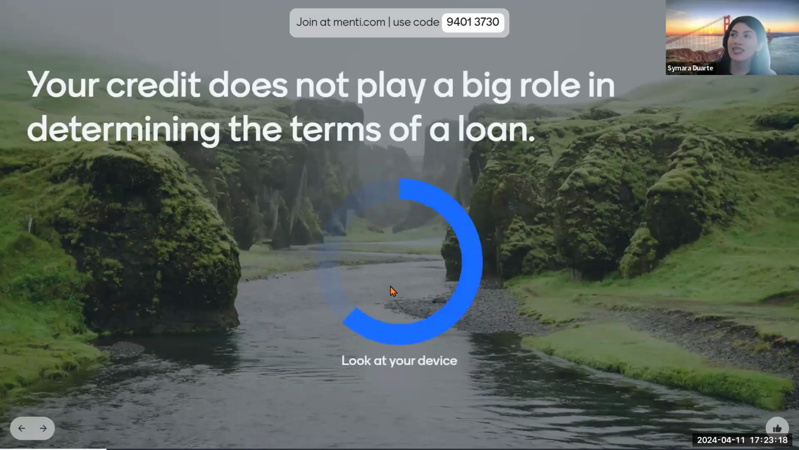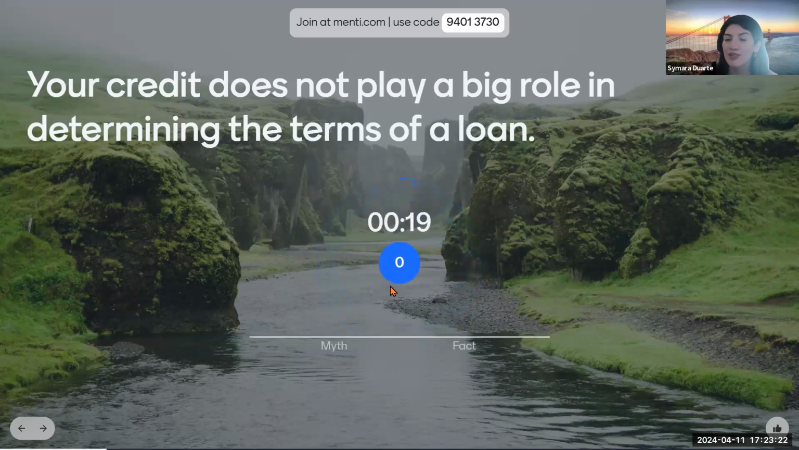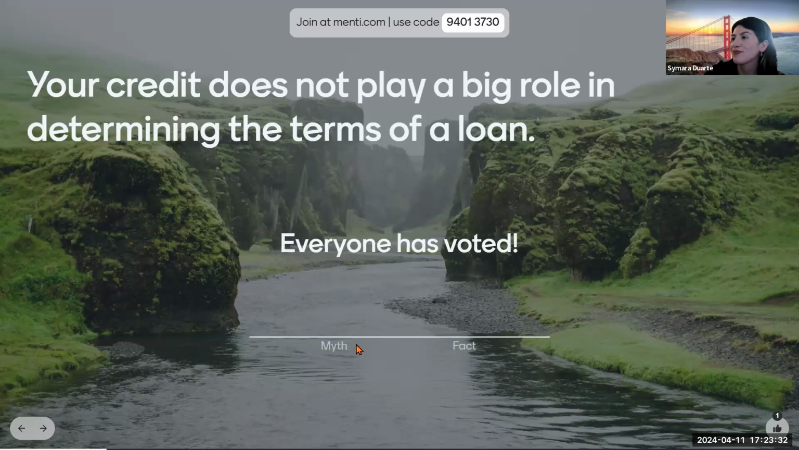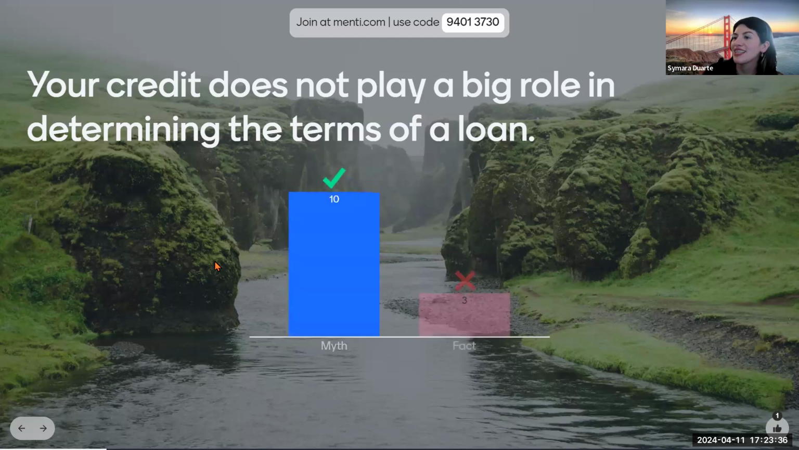Okay. Your credit does not play a big role in determining the terms of a loan. Is that a myth or a fact? Okay. Let's see the results. Okay. That's a myth.